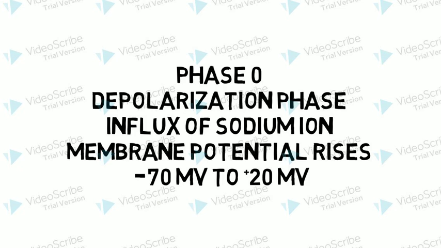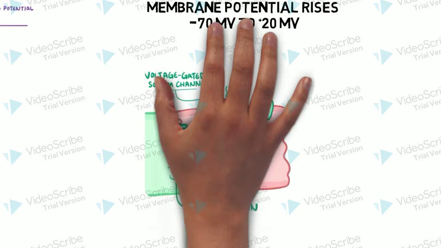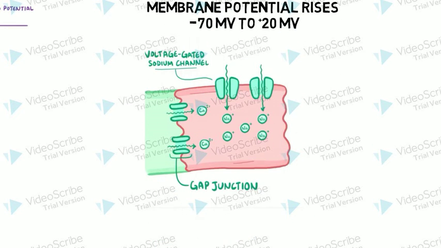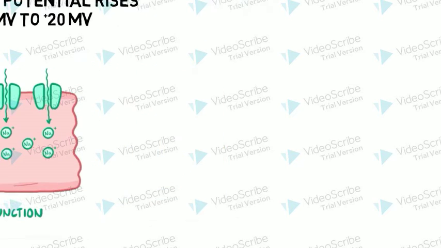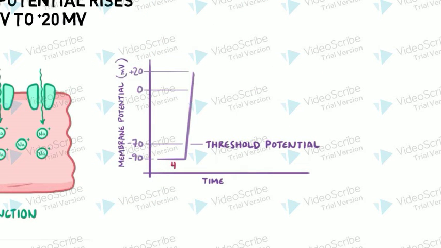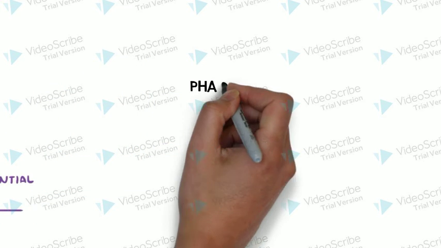Here we see that the voltage gated sodium channel is open and sodium influx occurs. So due to rapid entry of sodium ion, the membrane potential, due to depolarization, reaches from -70 mV to +20 mV. Now phase 1 or the initial repolarization phase.